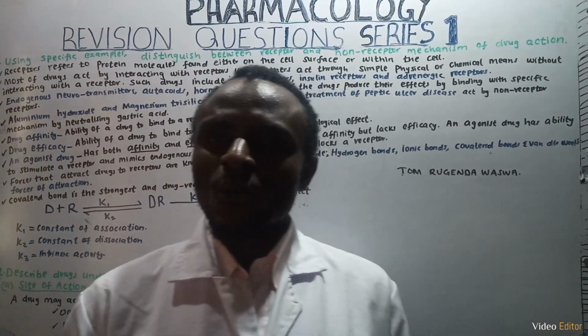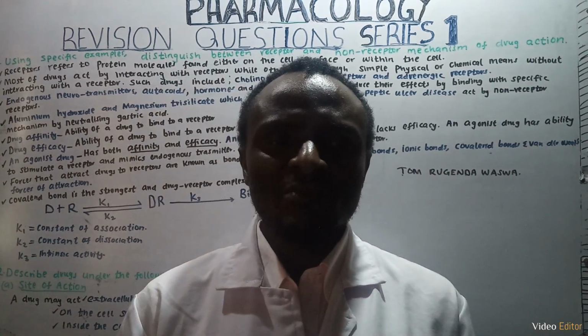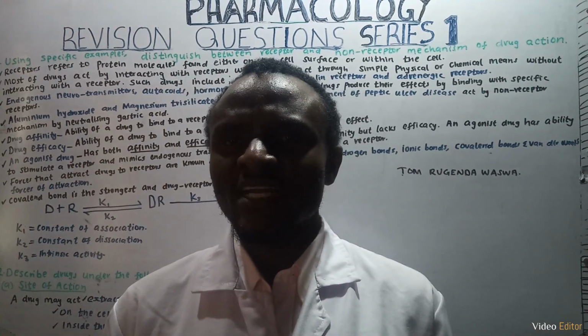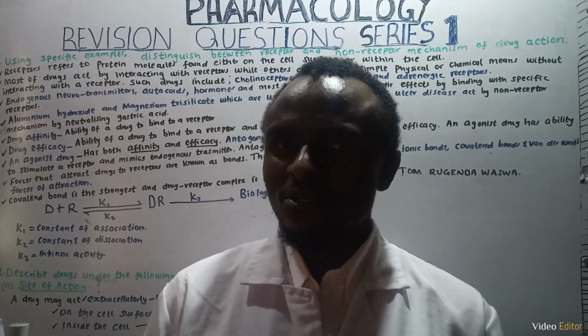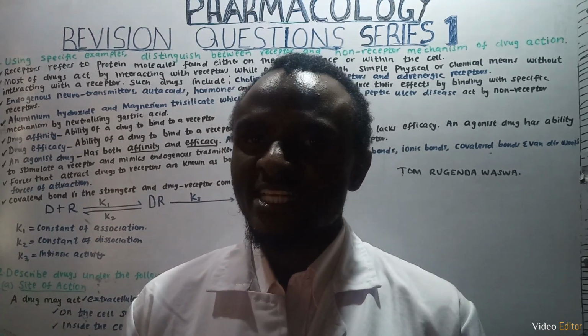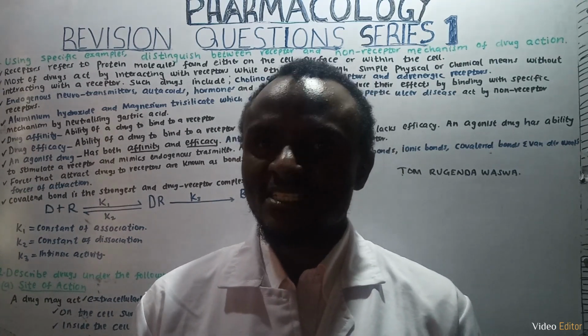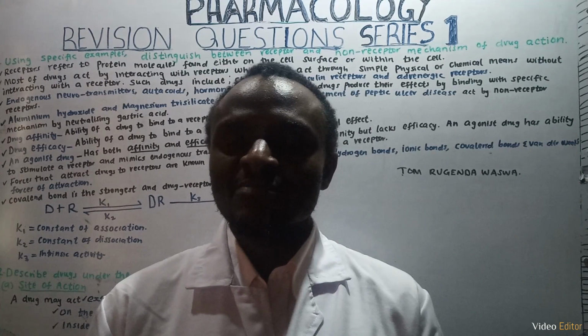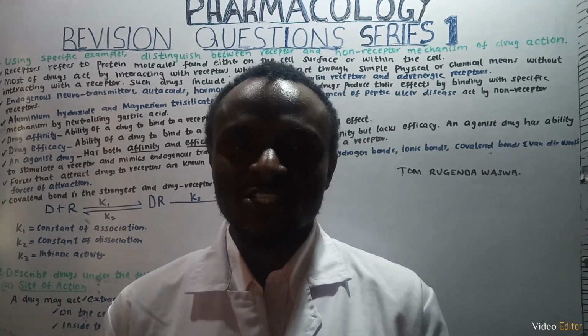Then, what about the drugs that do not use receptors? Some drugs such as aluminum hydroxide and also magnesium trisilicate act through simple chemical means. These are the drugs that are used for treating peptic ulcers. They act by neutralizing gastric juice in the stomach.